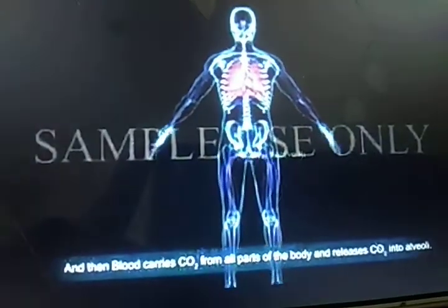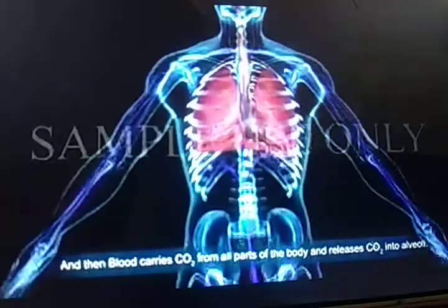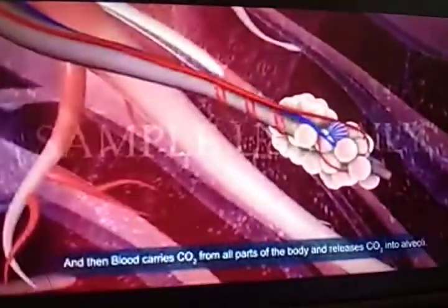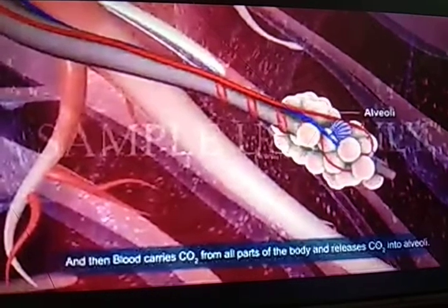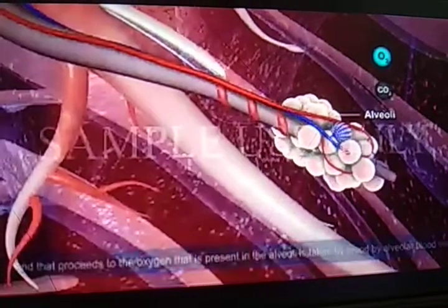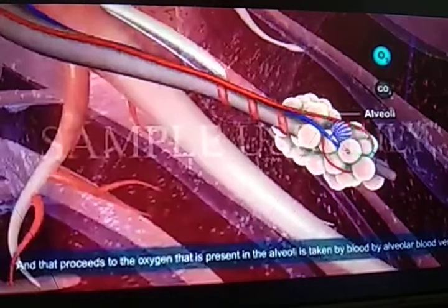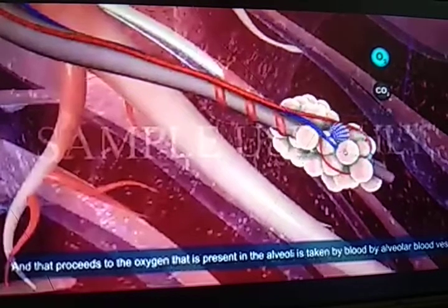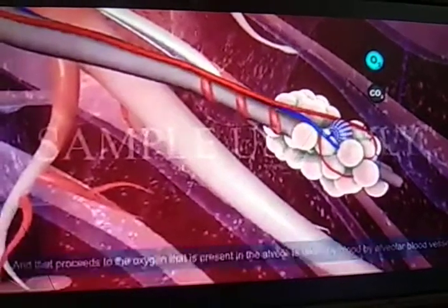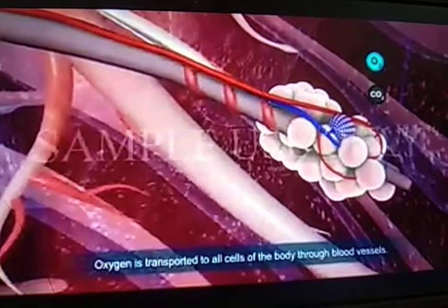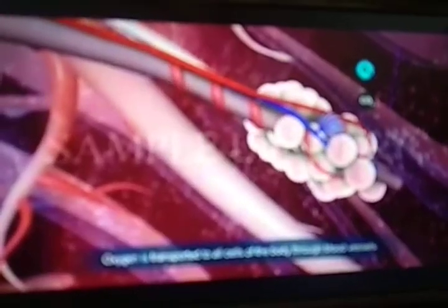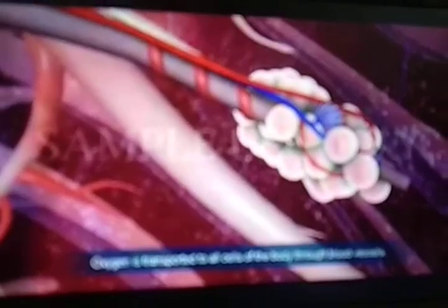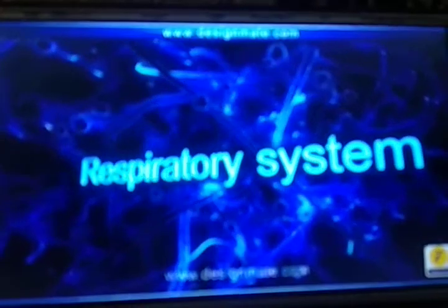And then the blood carries CO2 from all parts of the body and releases CO2 into the alveoli. And the oxygen that is present in the alveoli is taken by the blood through the alveolar blood vessels. So finally the oxygen is transported to all the cells of the body through blood vessels. I hope you all got the point.